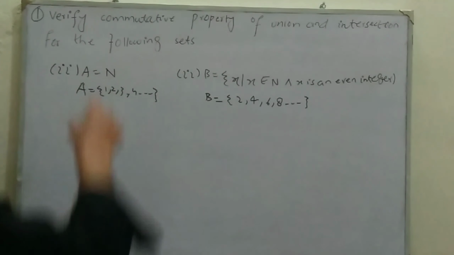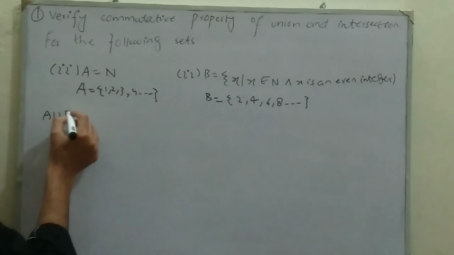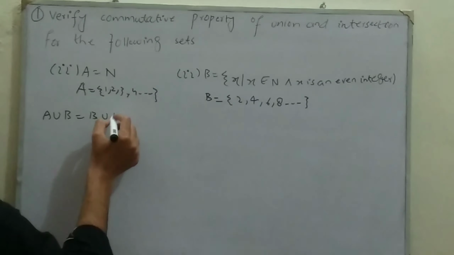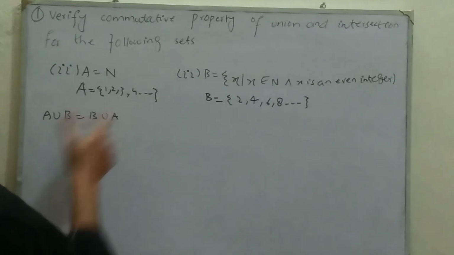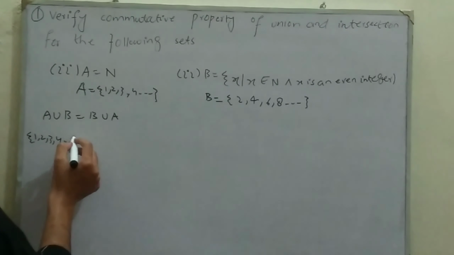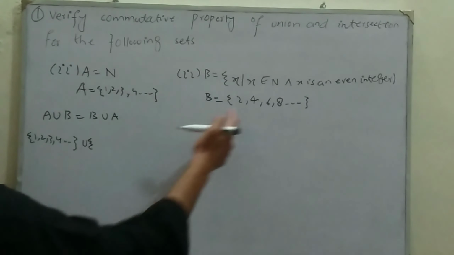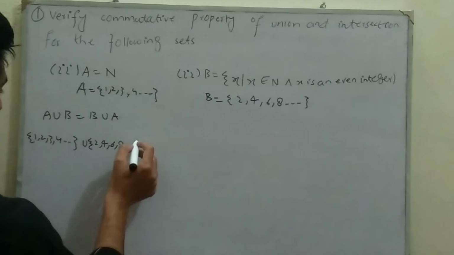Now we are going to verify the commutative property of union first and then intersection for the following sets. So A union B will be equal to B union A. This is the commutative property. First we are going to prove A union B. A is the natural set which is 1, 2, 3, 4 and goes on. Union B is 2, 4, 6, 8 and goes on.